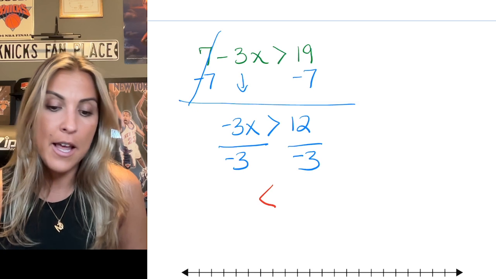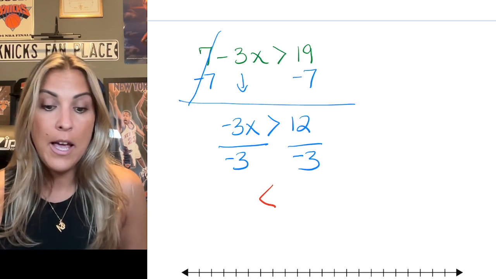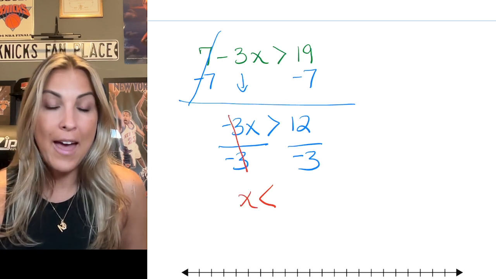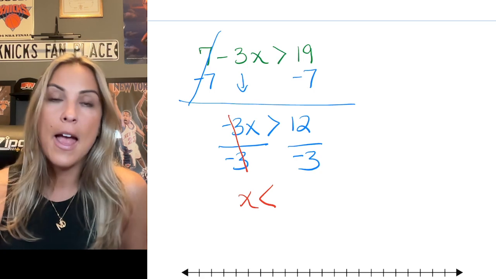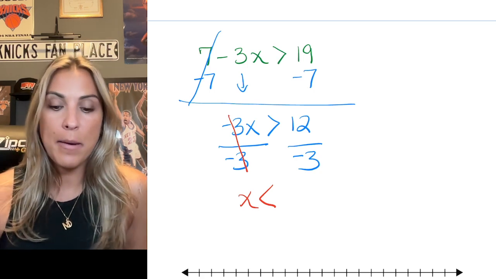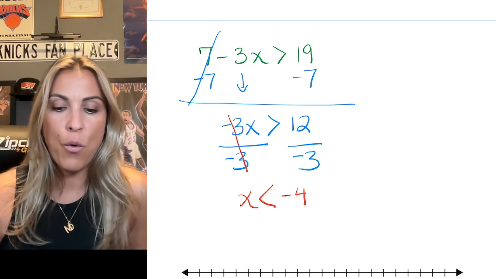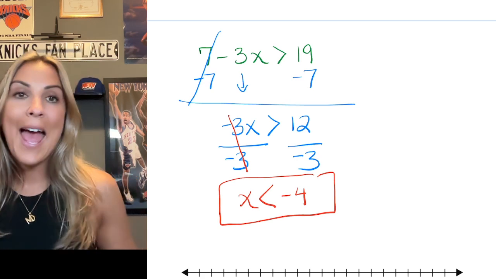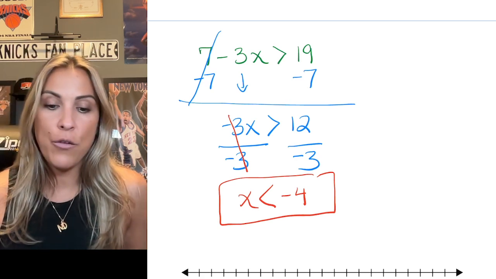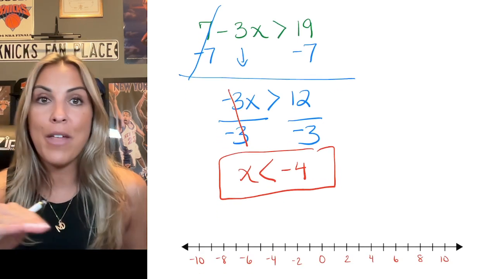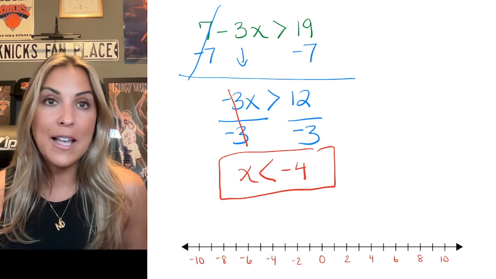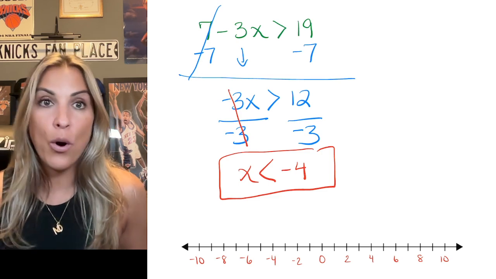So on the left side, negative 3 divided by negative 3 gives me 1. So I'm just left with x, because 1x is the same as x. And on the right side, I have 12 divided by negative 3, which is negative 4. So my solution here is x is less than negative 4. Because I don't have that or equal to sign, that means that negative 4 is not part of my solution.